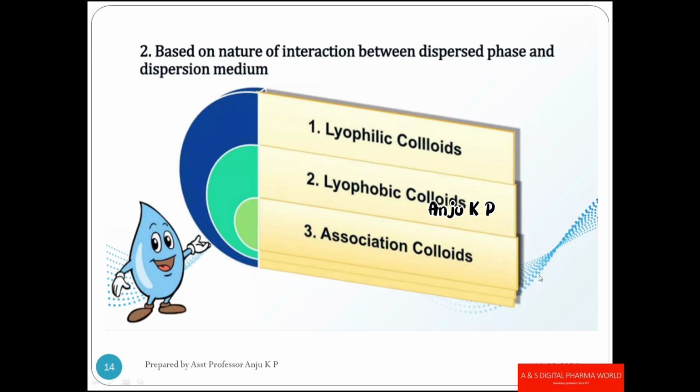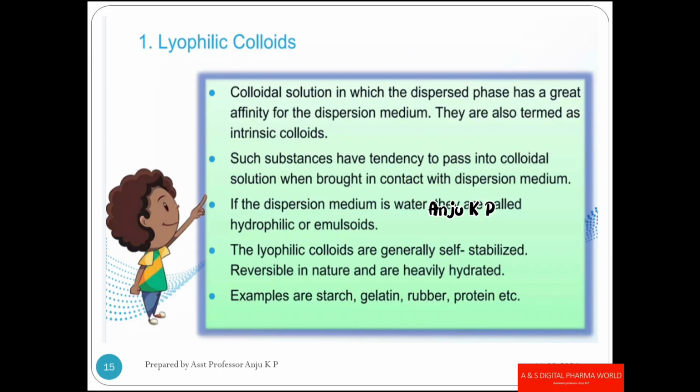Next, this is very, very important for 5 marks point of view, and alone it may come for 2 marks also. So based on the nature of interaction between dispersed phase and dispersion medium, it is classified into 3 types: lyophilic, lyophobic colloids, and association colloids. So we'll be seeing one by one. First we'll talk about lyophilic colloids.